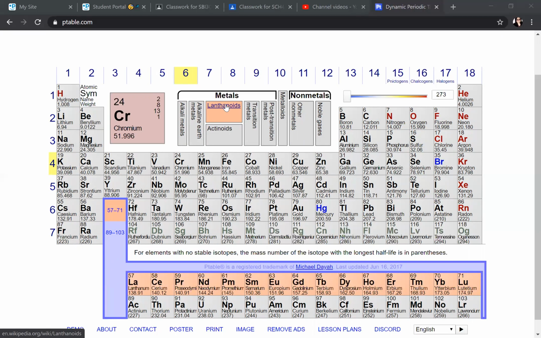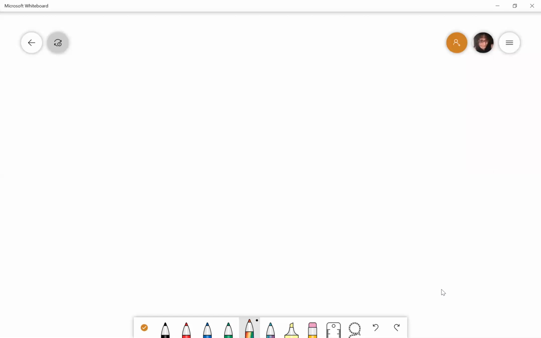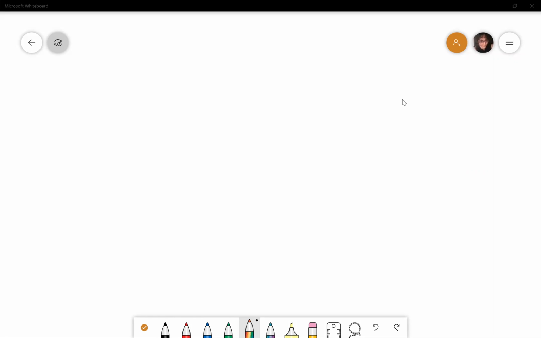So how do we represent various elements? In your reading about the atom, remember that atoms will be made up of subatomic particles. And these subatomic particles are what we call the electron.